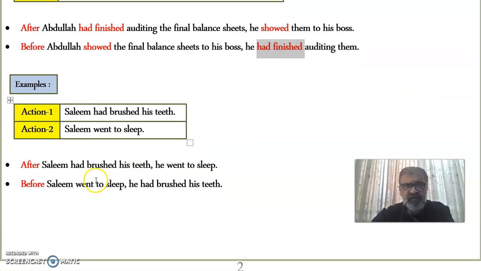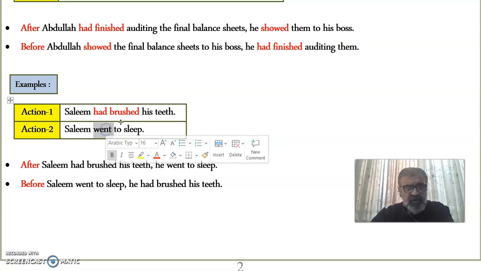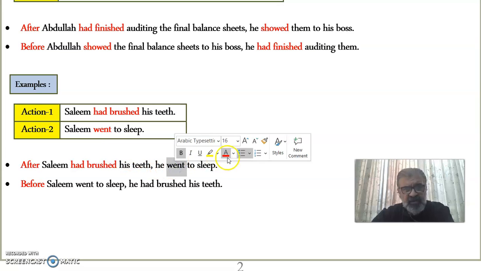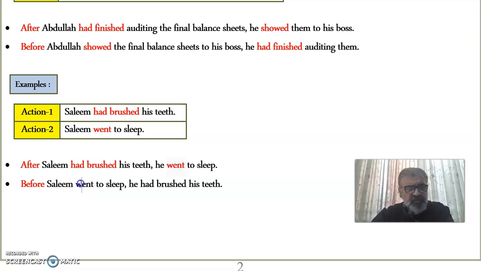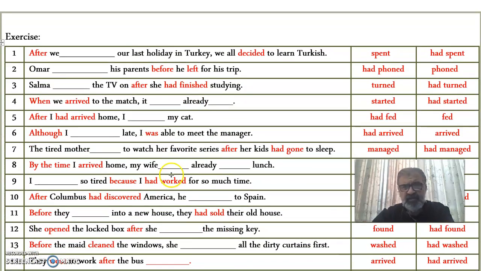Okay, another example. Salim had brushed his teeth, the one we took before. Salim went to sleep. Again, had brushed is action 1, went is action 2. So after is followed by action 1, had brushed, and then went, action 2. While before is followed by action 2, and then action 1. Okay, now let's go down to the exercise. All that you have to do is to look for clues.